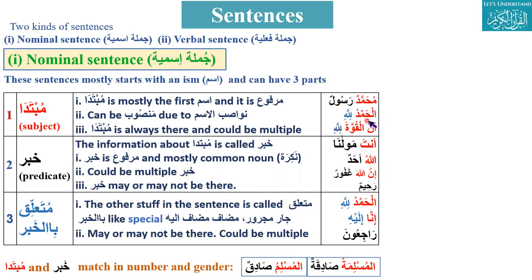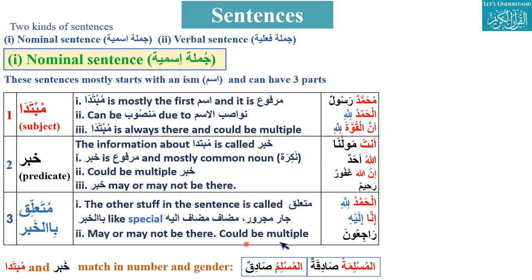If you see here, alhamdulillahi, alhamdu is mubtada, but there is no khabar. Khabar will be marfu. So lillahi, this is jar majroor, this is muta'alliq bil khabar. Similarly here, lillahi is muta'alliq bil khabar. Inna ilayhi raji'un. So inna, indeed we, so it is mubtada. Raji'un is marfu, this is khabar, and ilayhi is muta'alliq bil khabar.